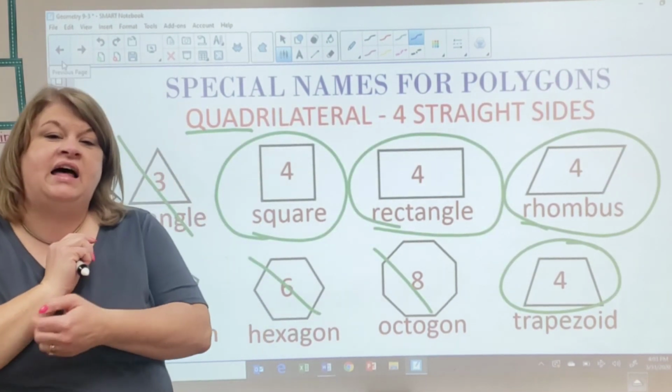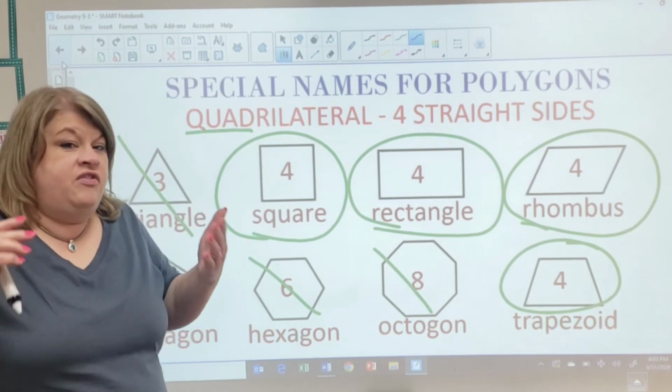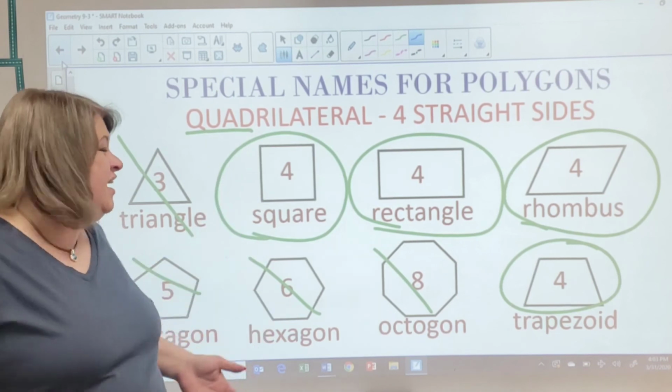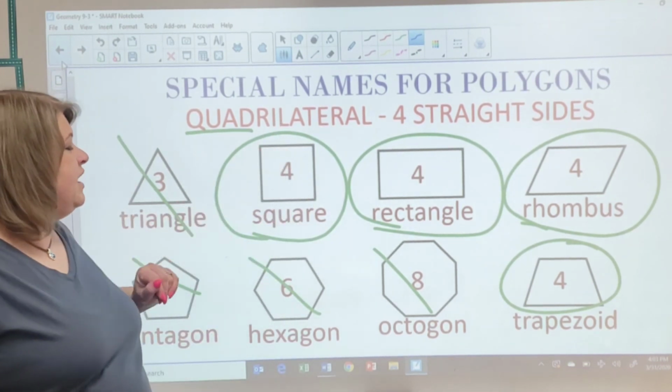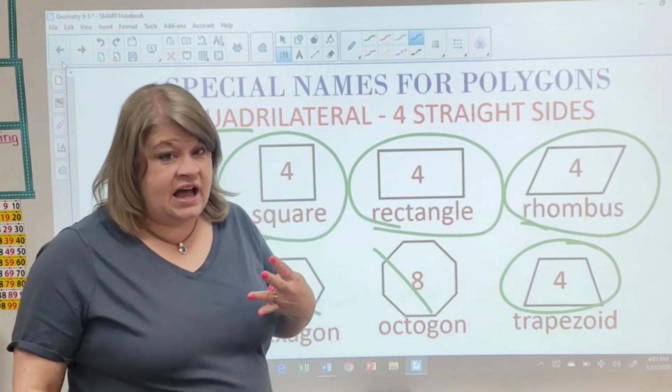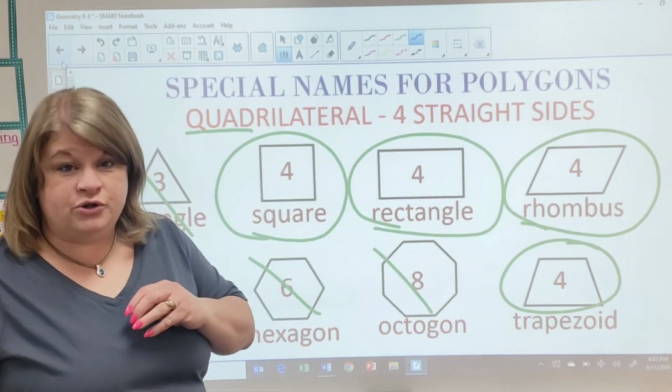We talked about a quadrilateral. What makes a polygon a quadrilateral? If the polygon has how many sides? 4. Yeah, that's it. If it has 4 sides, it's a quadrilateral. Square, rectangle, rhombus, trapezoid. 4 sides. 4 sides, so they are quadrilaterals.